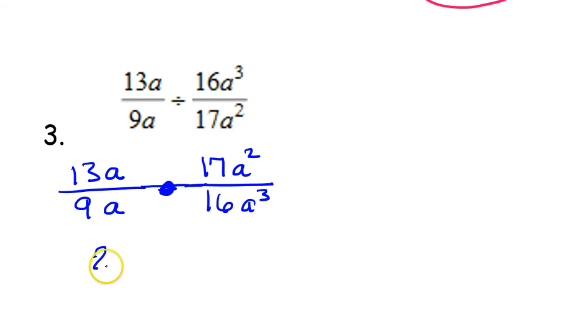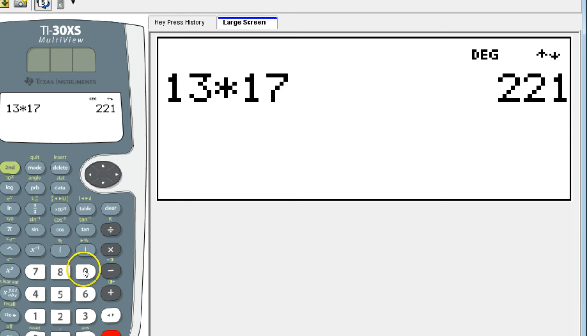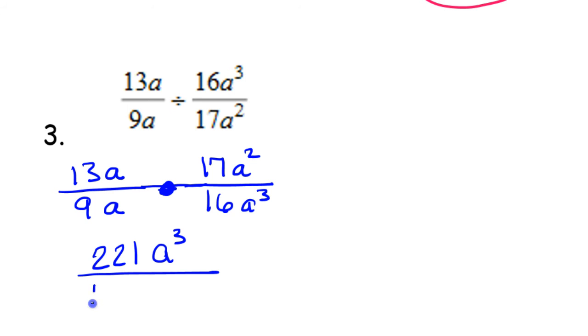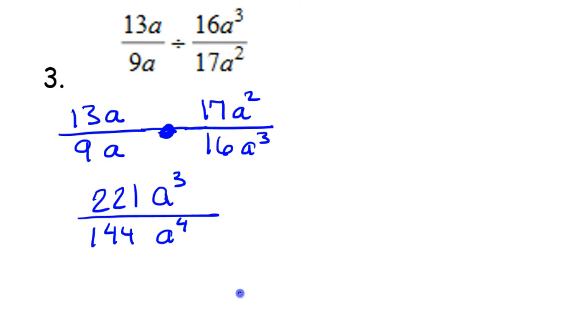Alright, so I've got 221. Now a times a squared, that is going to be a to the third power. Now 9 times 16, that's 144. So I've got 144, and this will be a to the fourth power.